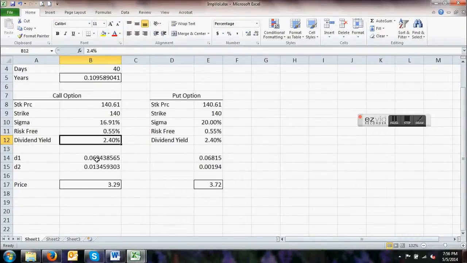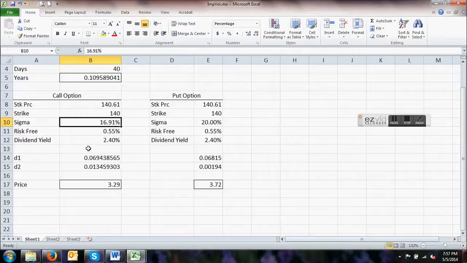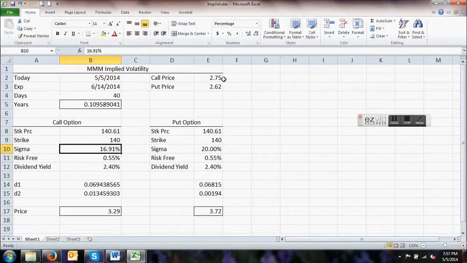So what we're going to need to do is calculate our D1, D2, and then we're going to use the Black-Scholes option model to get a price for the option. So if I entered in a volatility guess in the future of 16.91%, my option price would be $3.29. So current option price is obviously only $2.75.